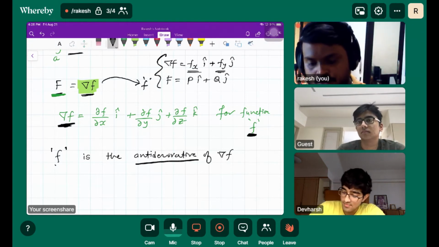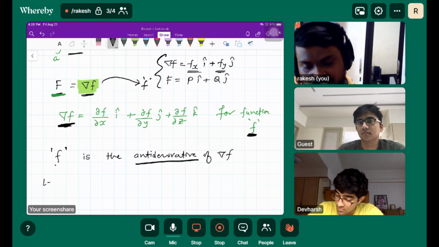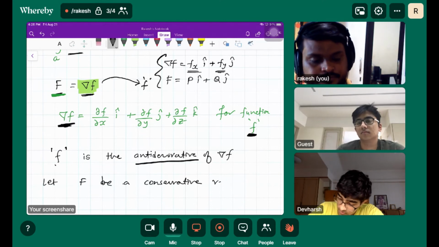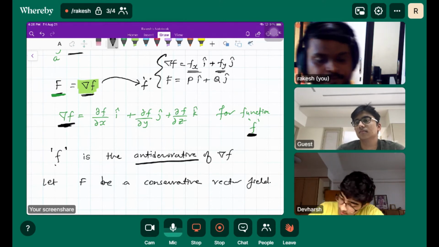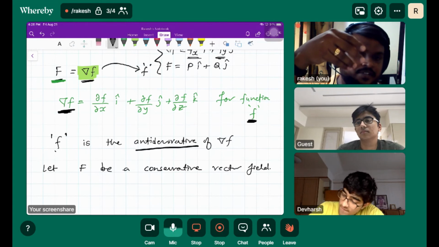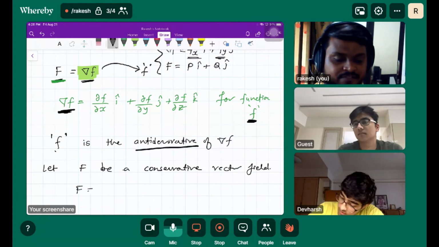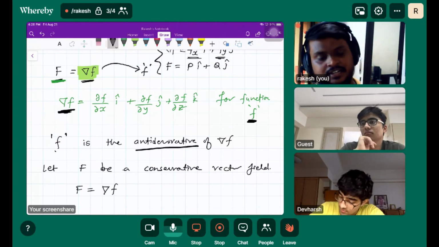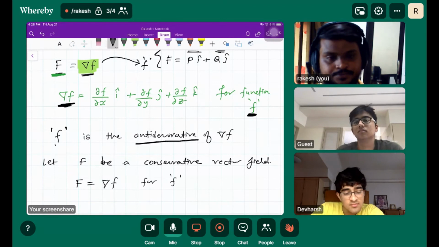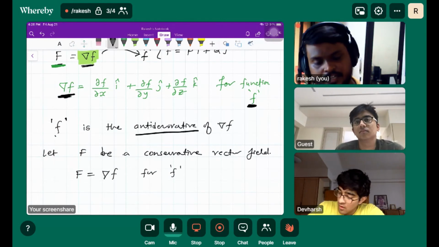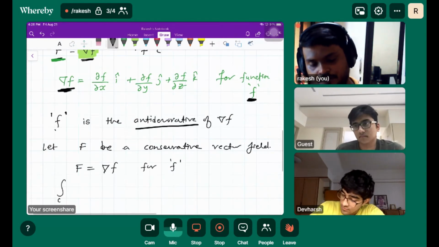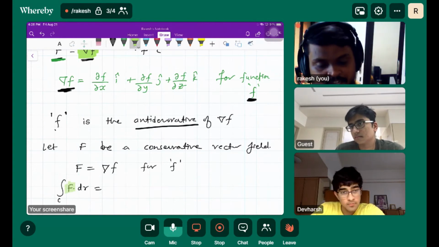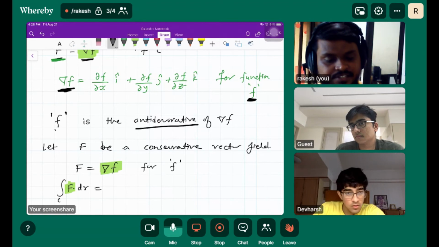Okay, so suppose F is a conservative vector field. What can we say about F? F is del f for some f, isn't it? Now suppose I have to apply the line integral over this vector field, this F will be replaced by this del f, isn't it?